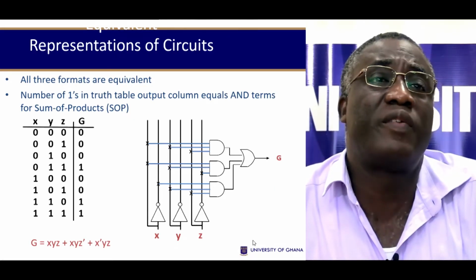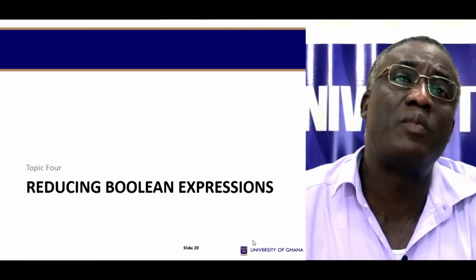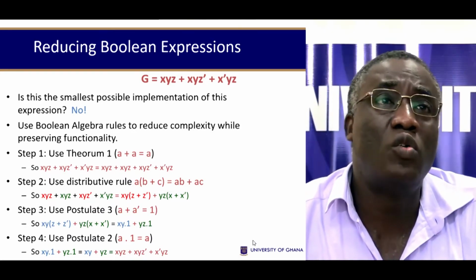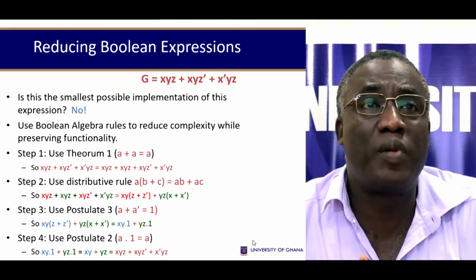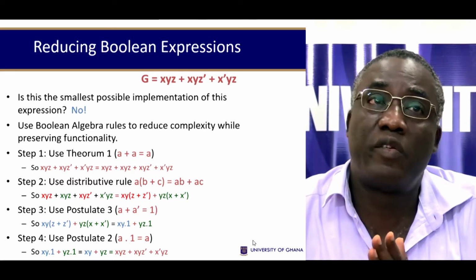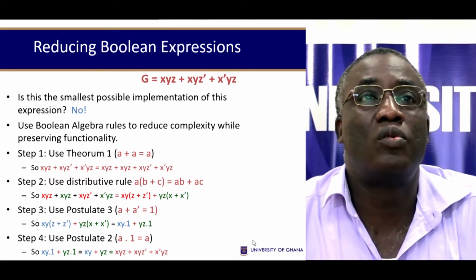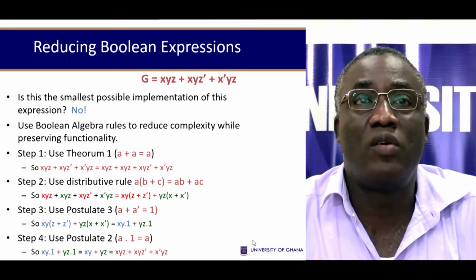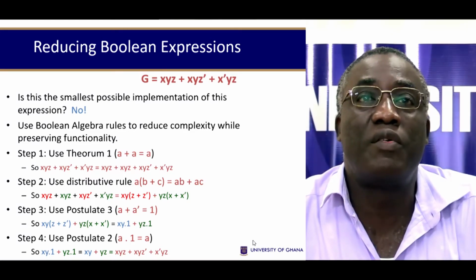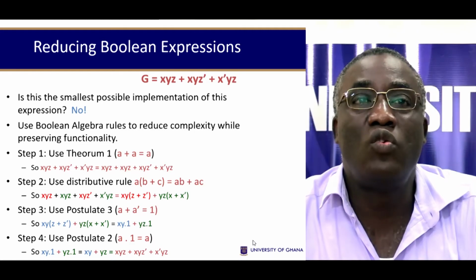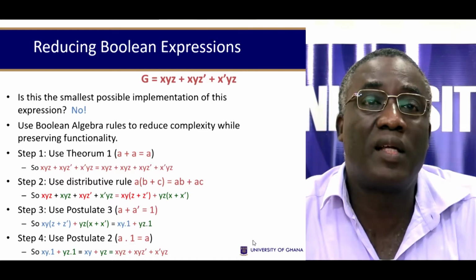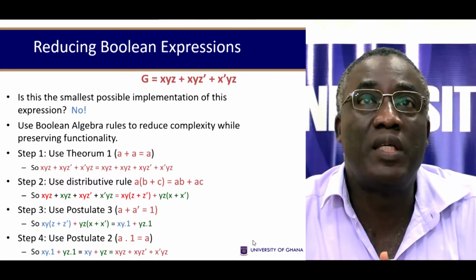Could you simplify this further? And the answer is yes, you can simplify this further. And there are a number of ways you can do this. You can use Boolean algebra to reduce the complexity. There are a number of steps you follow. You use theorem 1, where you know that A or A is A, so you can rewrite the sum. You can then use the distributive law, some postulates, and then you can show that that function can actually be minimized.